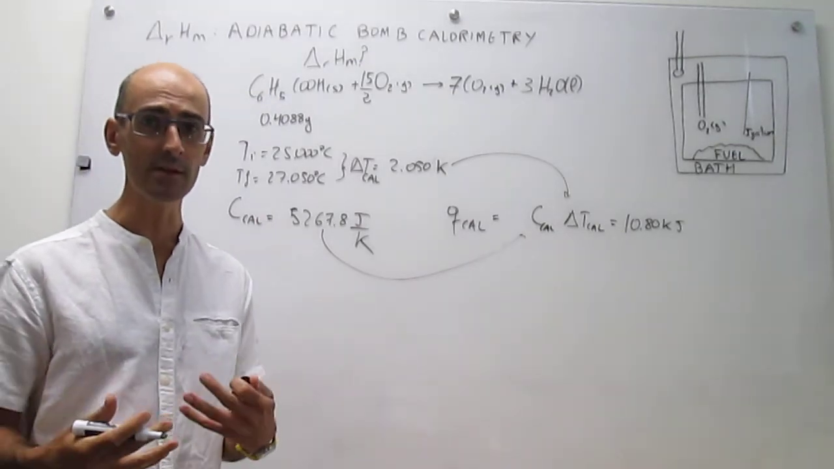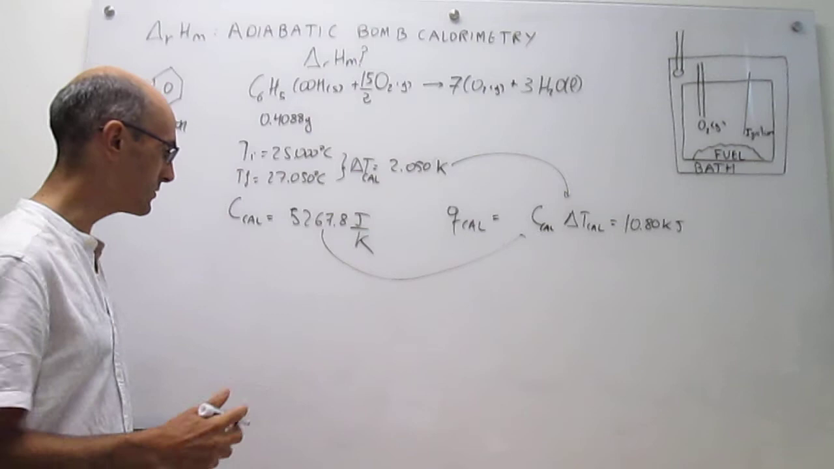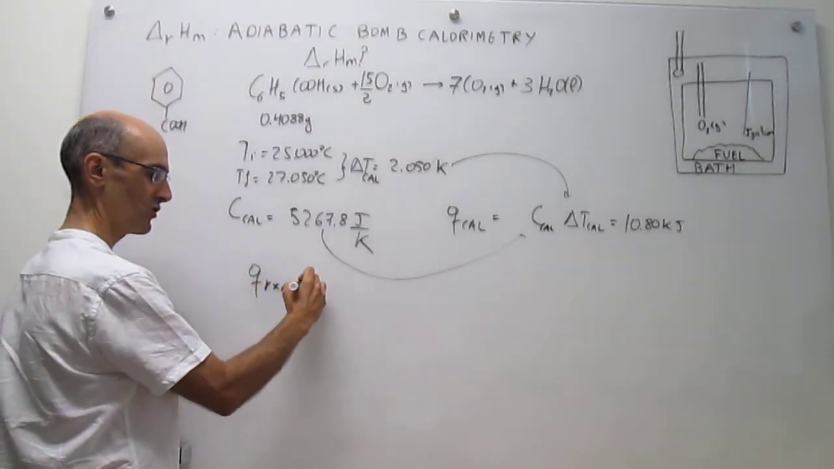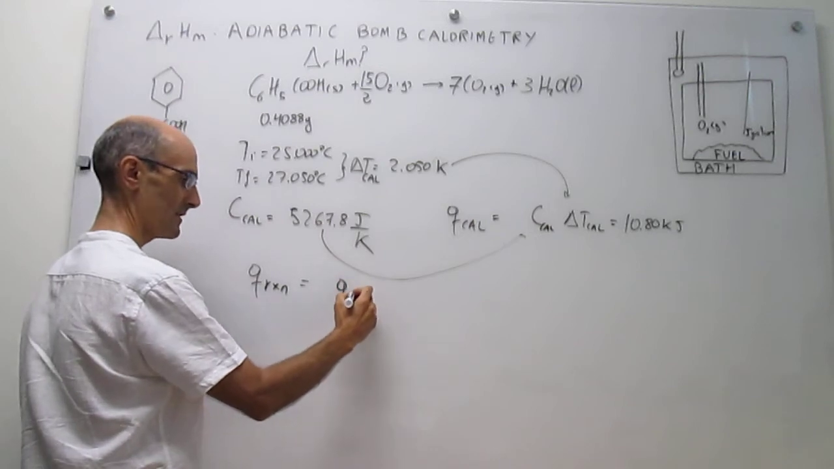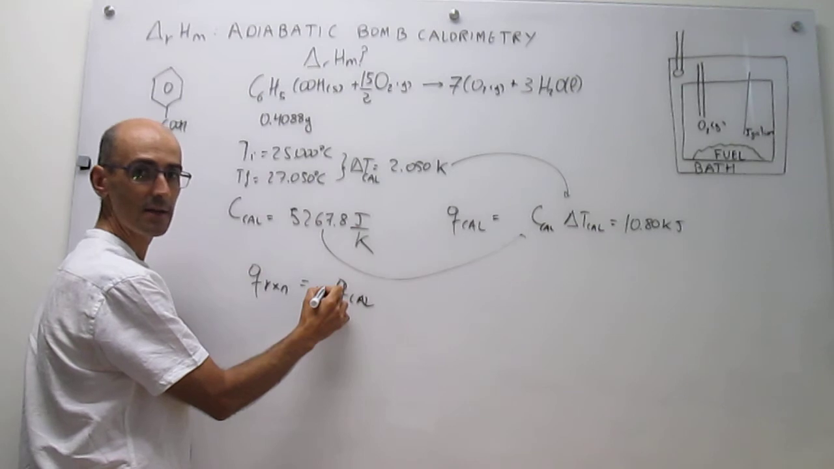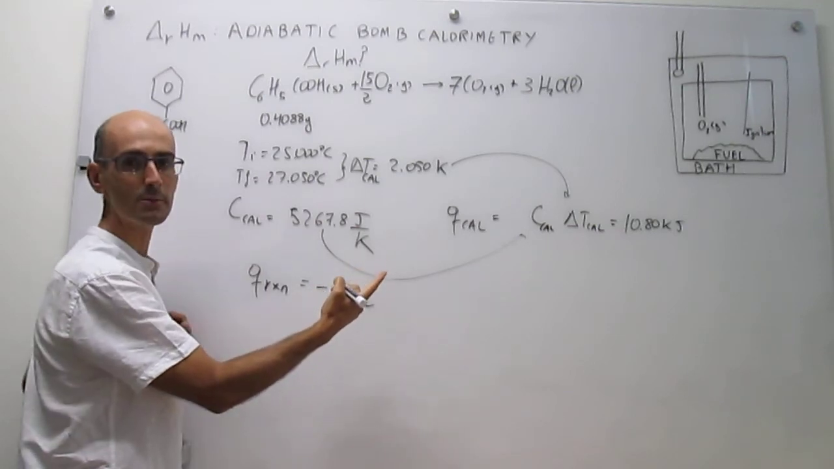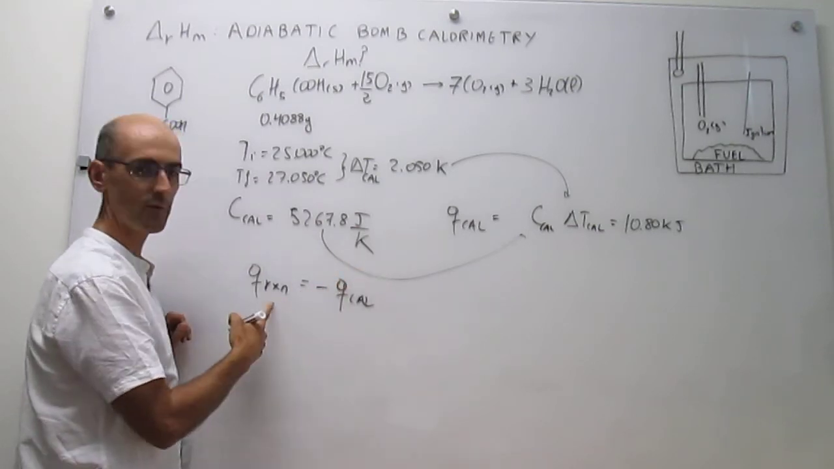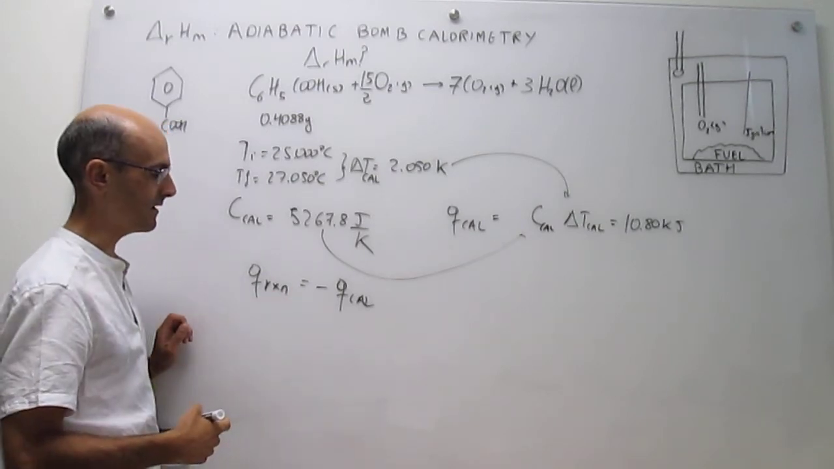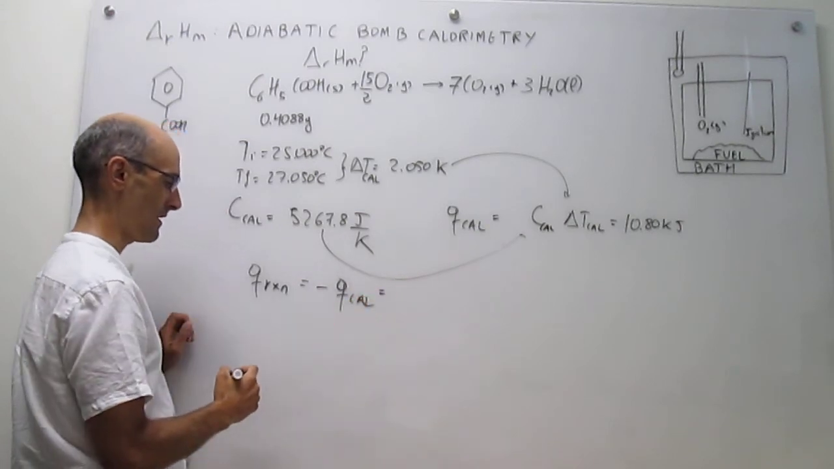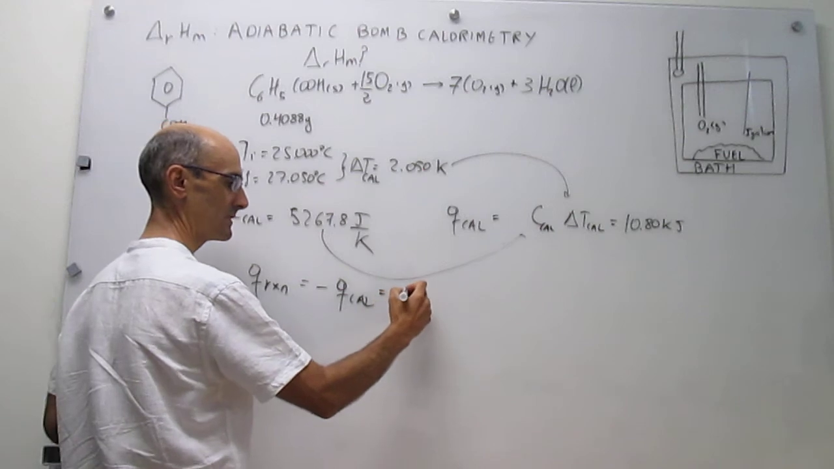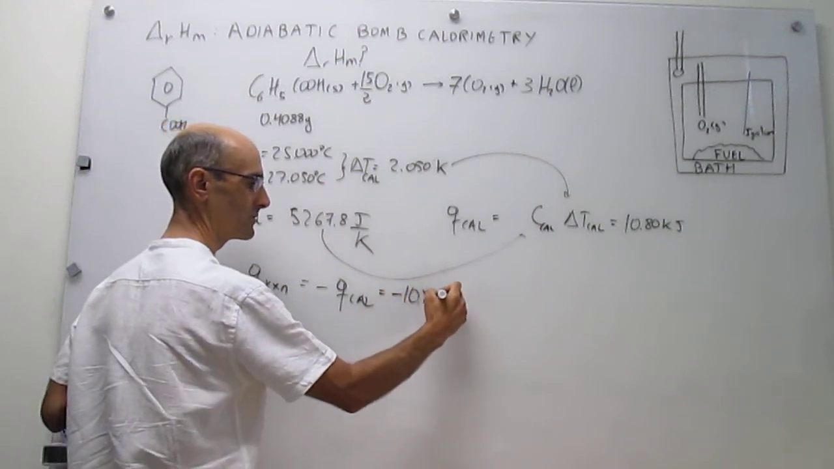So what that means in terms of an equation is that the heat released by the reaction is going to be exactly the same as the heat absorbed by the calorimeter, but with a difference in sign, right? Because the calorimeter absorbs energy as heat, but the reaction releases energy as heat. So you need to change the sign there. And what that means is that the heat released by the reaction is simply minus 10.80 kilojoules, right?